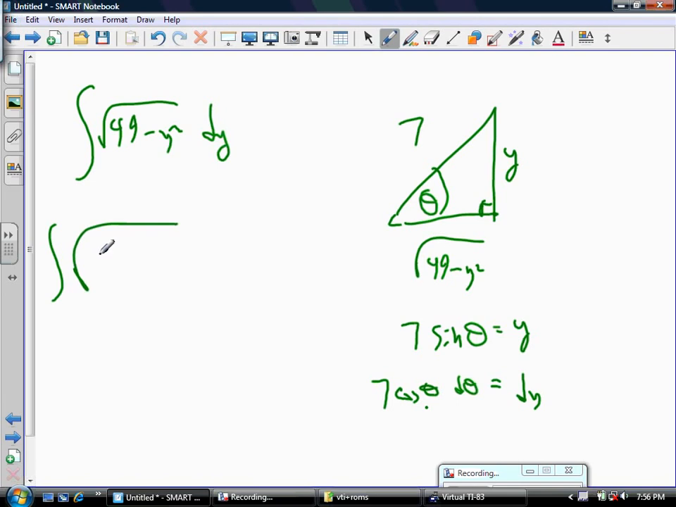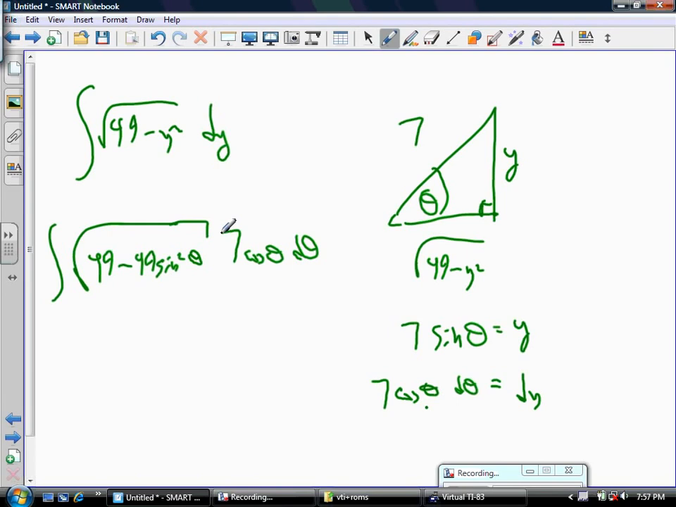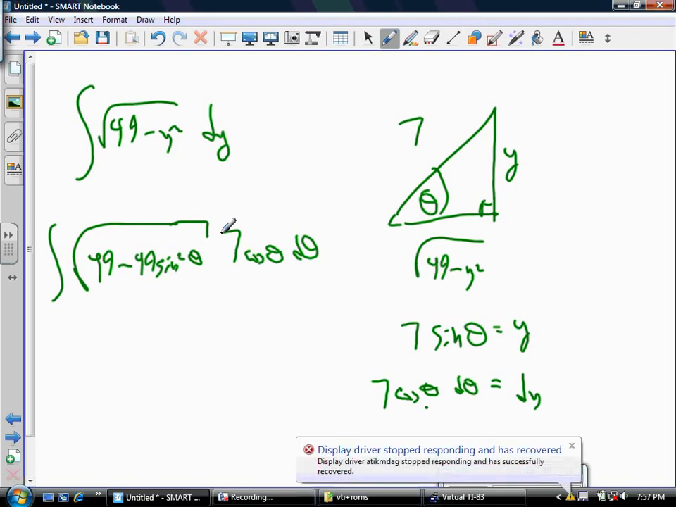Integral of the square root of 49 minus y squared. Well, if you square y, you get 49 sine squared theta. Close the radical, times dy, which is 7 cosine theta d theta. So remember, the game here is to simplify it in such a way that you can integrate with respect to theta, and then go back to y, using probably an arc sine.